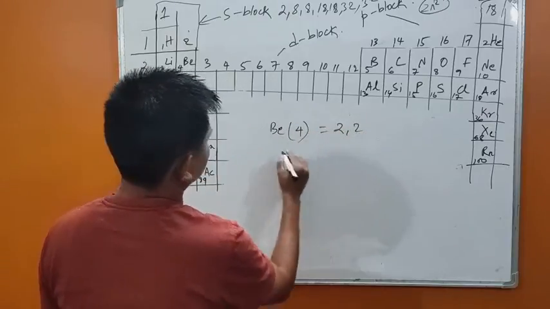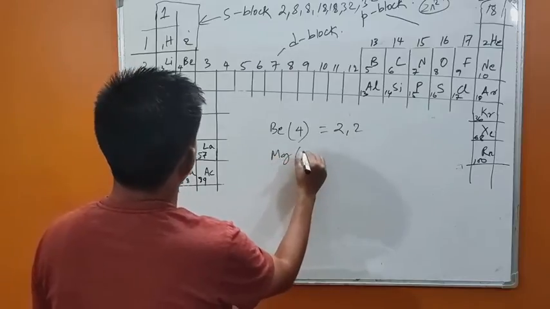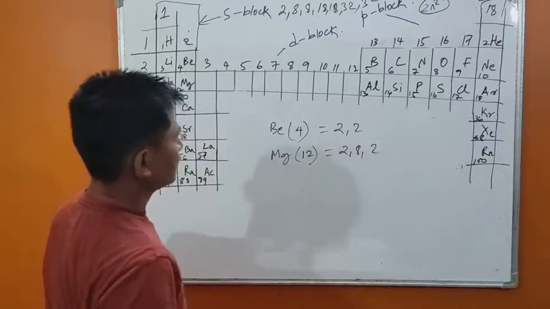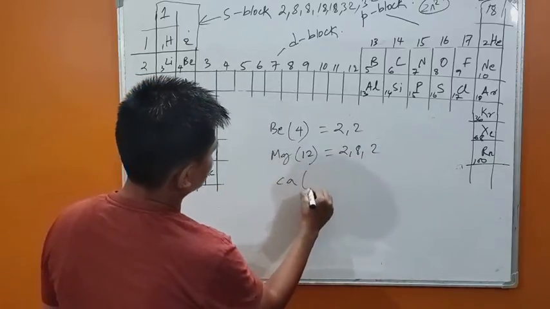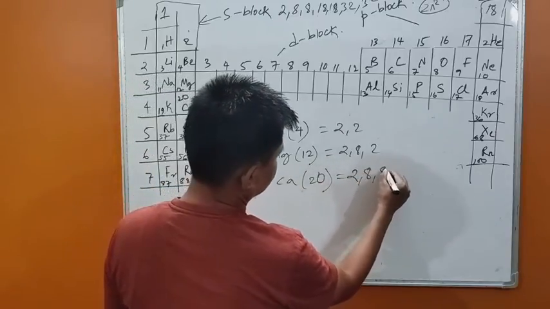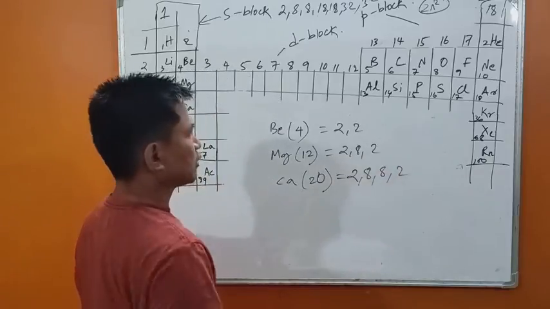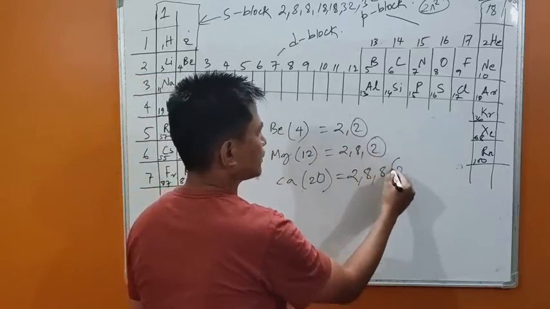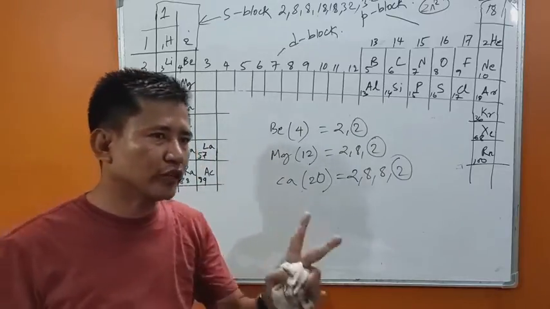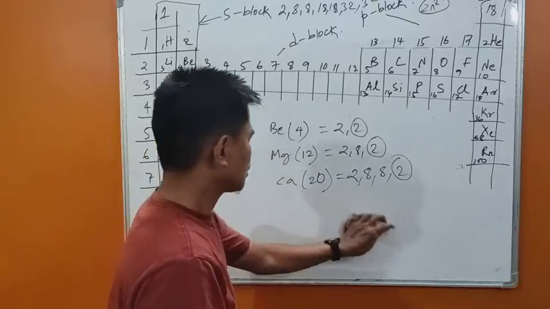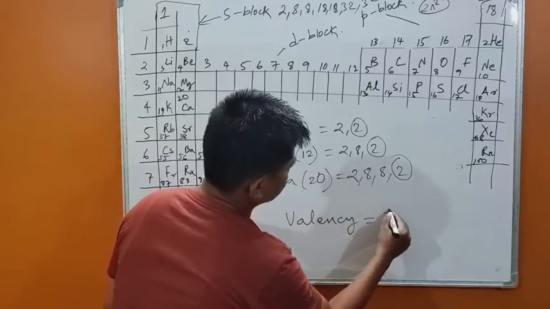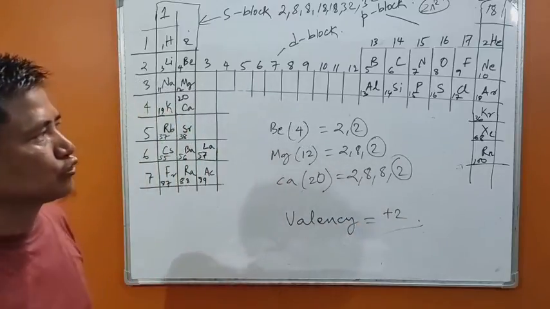2, 2 for beryllium. Magnesium has atomic number 12, so 2, 8, 2 is 12. Similarly, calcium, atomic number 20, isn't it? 2, 8, 8, 2. So the number of electrons in the outermost orbit is 2. These metals are called alkaline earth metals, and these elements want to lose 2 electrons and gain 2 positive charges. So the valency of these elements is +2, because they want to lose 2 electrons.